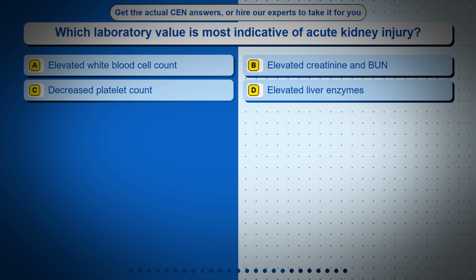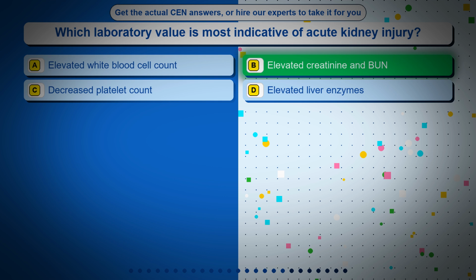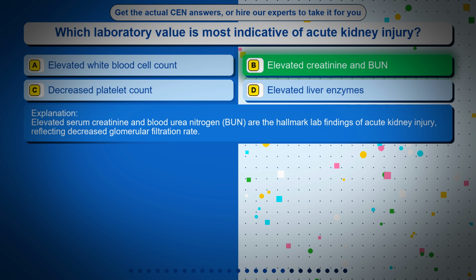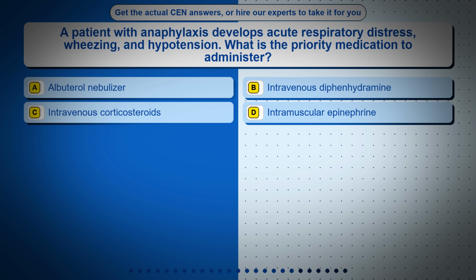Question 18. Which laboratory value is most indicative of acute kidney injury? Option A, elevated white blood cell count. Option B, elevated creatinine and BUN. Option C, decreased platelet count. Option D, elevated liver enzymes. The correct answer is option B, elevated creatinine and BUN. Elevated serum creatinine and blood urea nitrogen, BUN, are the hallmark lab findings of acute kidney injury, reflecting decreased glomerular filtration rate.